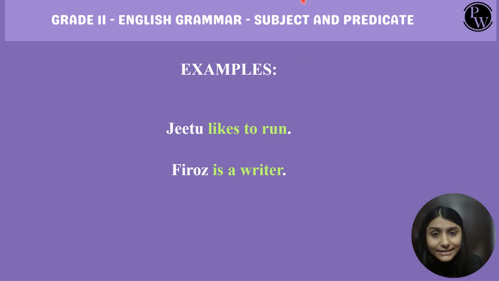In the second sentence, is a writer is the predicate because it tells us who the subject is. And what is the subject? Firoz. Here Firoz is the subject. So who is Firoz? Firoz is a writer. So is a writer is the predicate of the sentence.